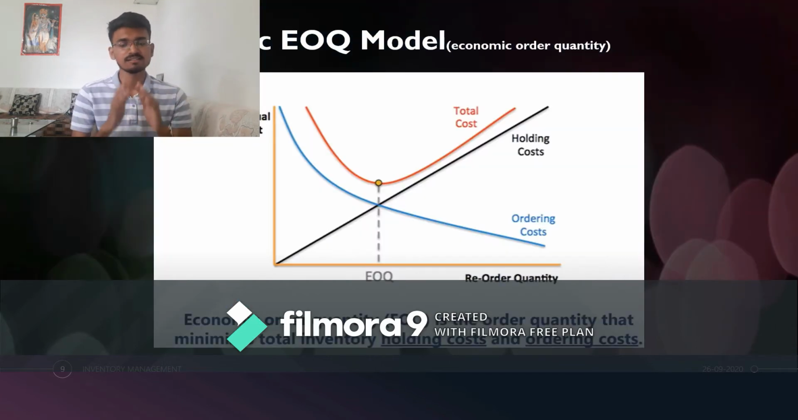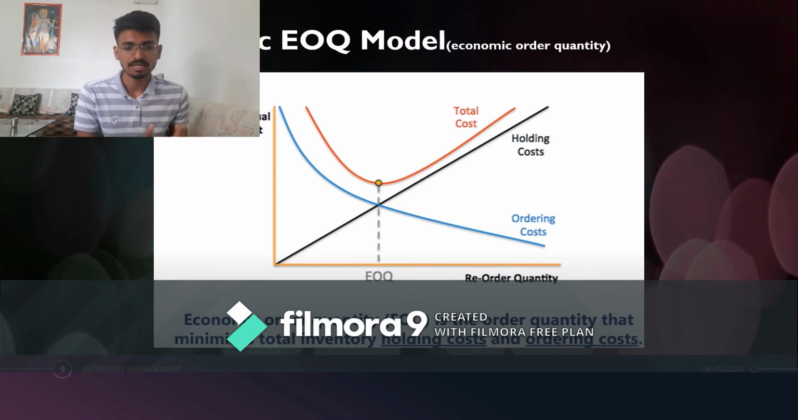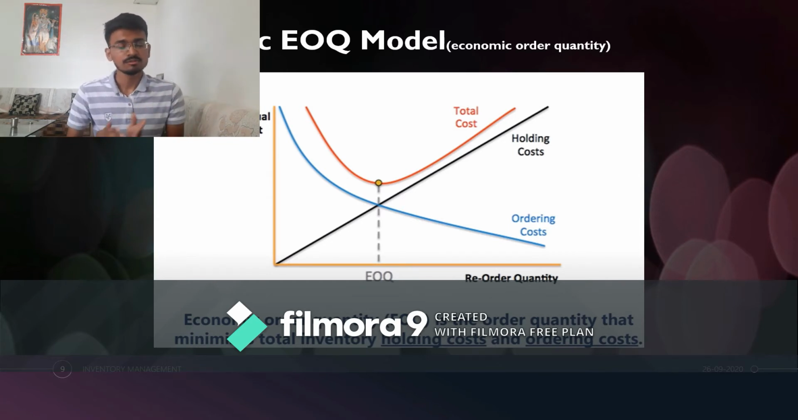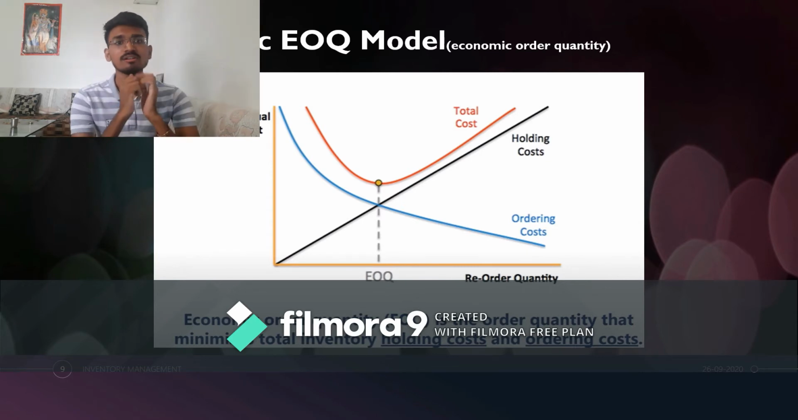This graph has the y-axis as annual cost and the x-axis as reorder quantity, or how much quantity we will order. There is a straight line going through the origin. It is showing the holding cost, or we can say the carrying cost. As the order quantity increases, as the quantity of inventory increases, the holding cost increases. It's obvious, because the more products we hold, the more facilities and carrying cost we have to pay.